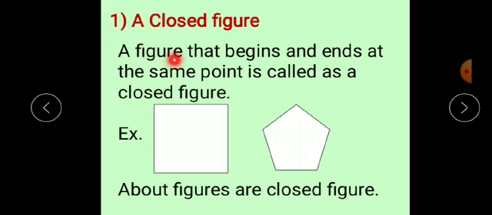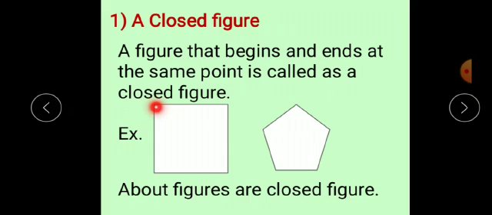A figure that begins and ends at the same point is called a closed figure. Okay, the figure which begins and ends at the same point. For example, see this figure. This is a square.